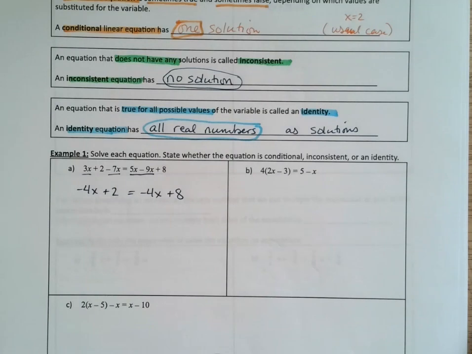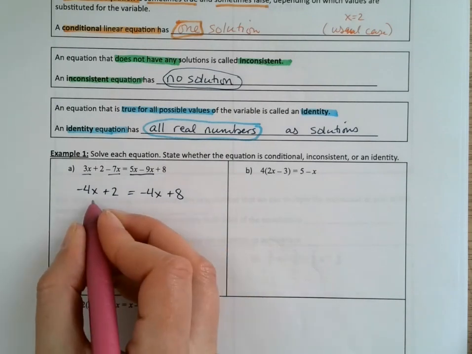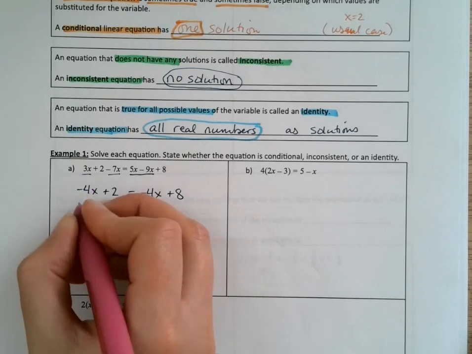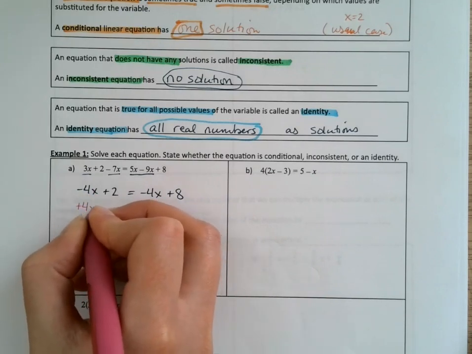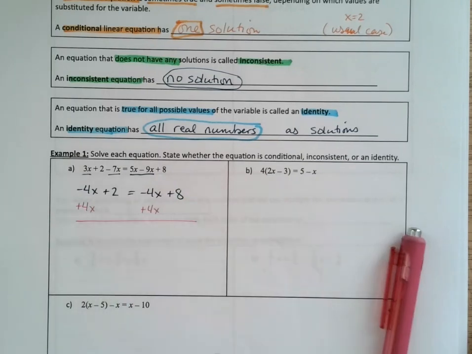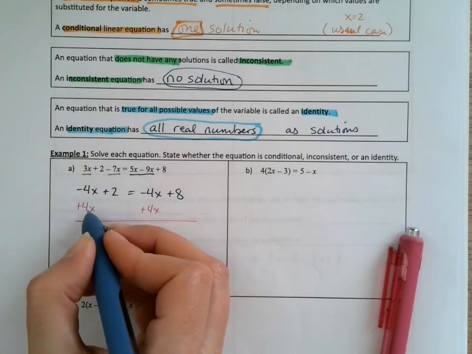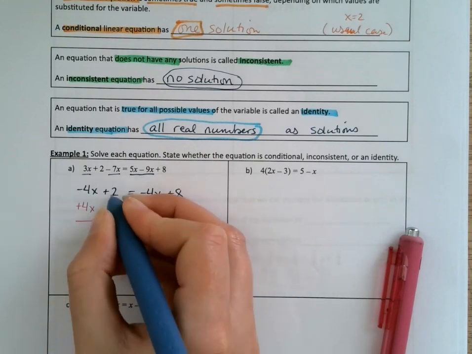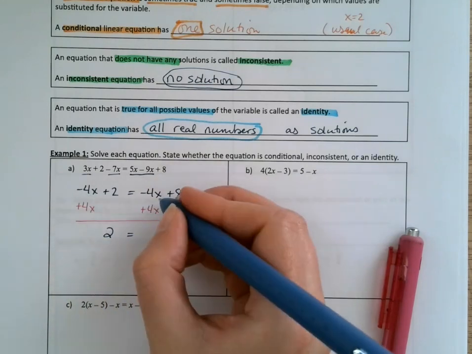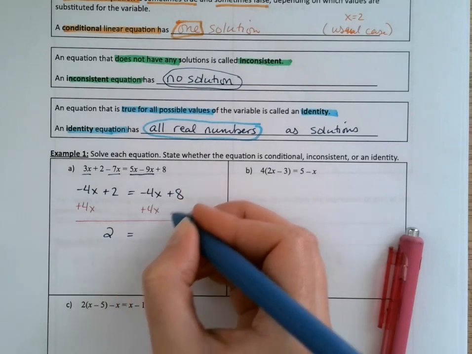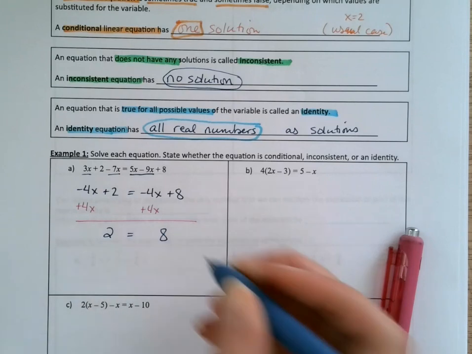Now we're ready to move one of the variables to the other side. I have negative 4x here, so let's add that to the other side, add 4x to both sides. Okay. This time, the negative 4x and the 4x eliminate, they add to 0. So I just have 2 as the only piece left, equals negative 4x plus 4x adds to 0x. I don't have any x left, so I just have the 8 left.